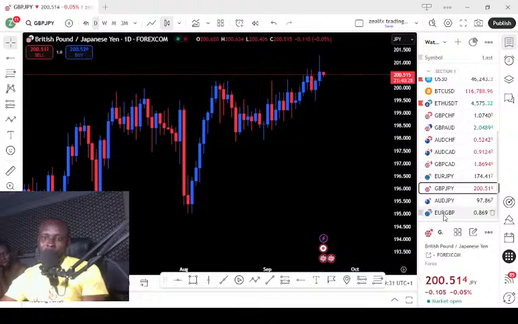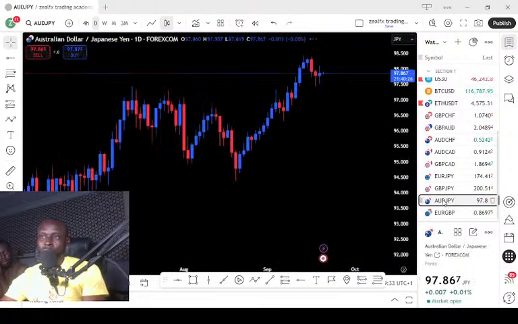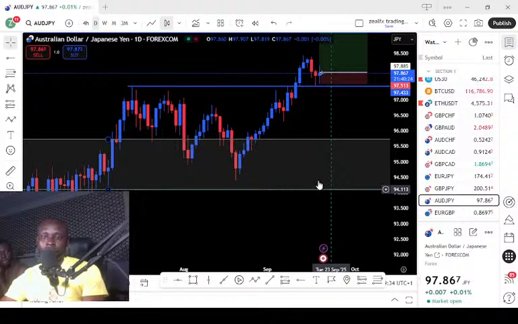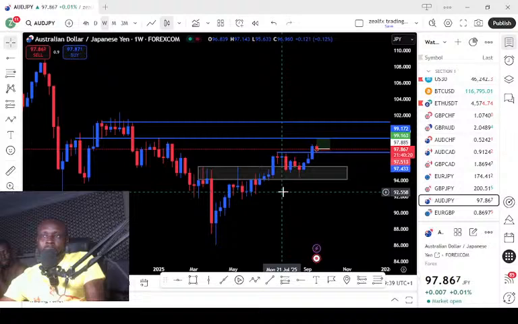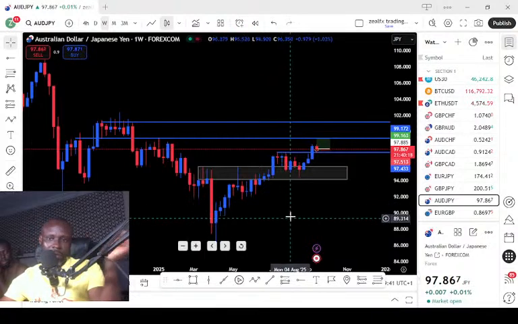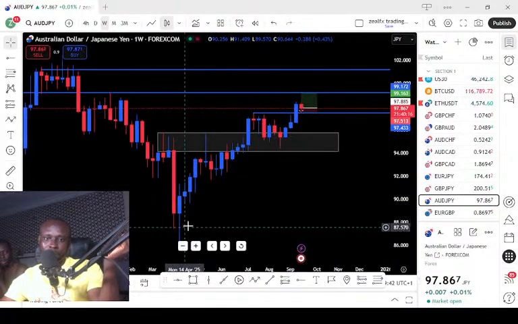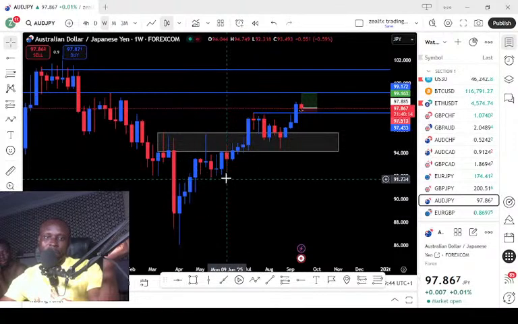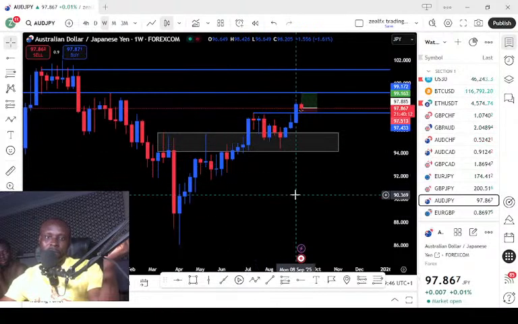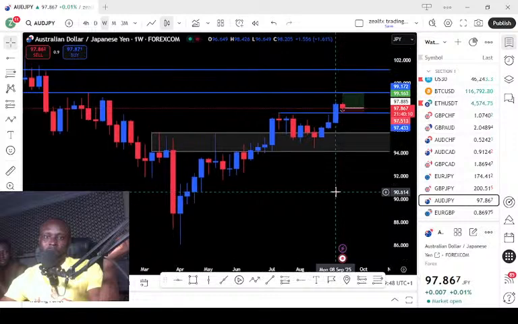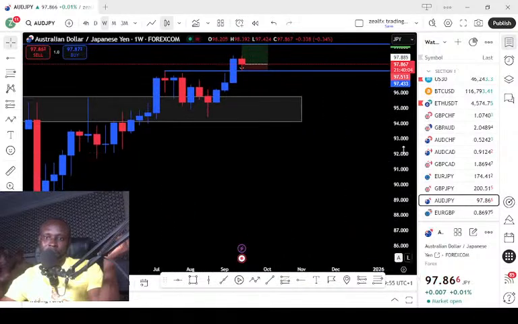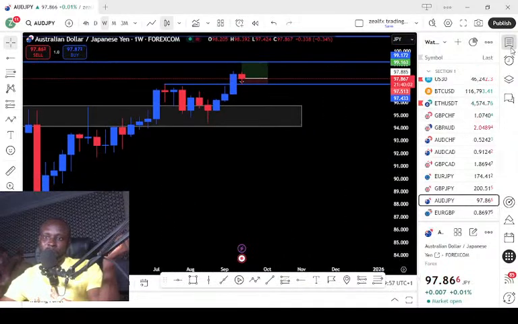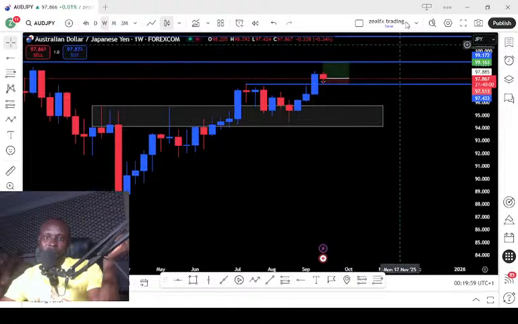So let's look at our last pair, which is the Australia JPY. From the weekly chart, you can see that the Australia JPY still has an uptrend structure. You can see that we have a series of higher lows, which indicates a bullish move for the Australia JPY. So we expect price to move to this next weekly resistance level on Australia JPY.